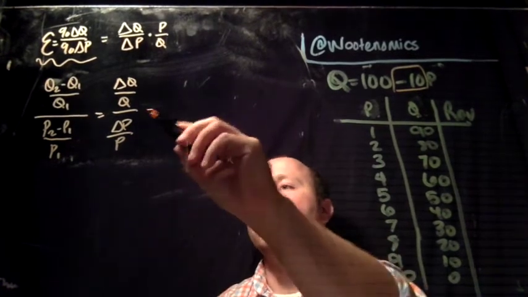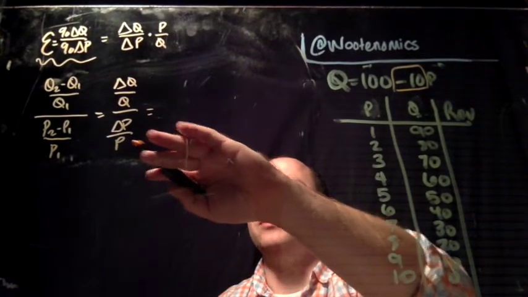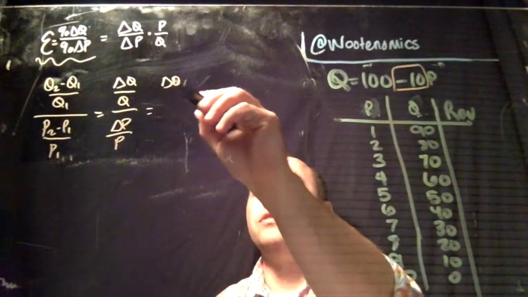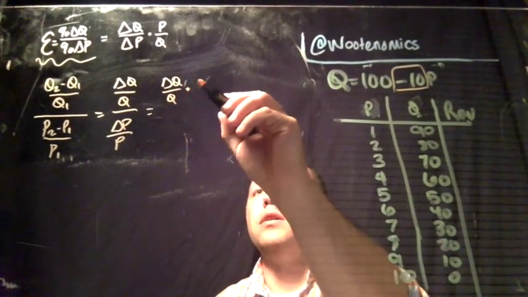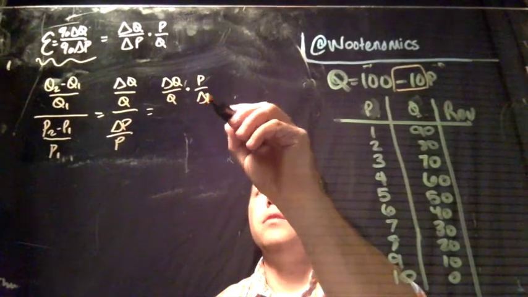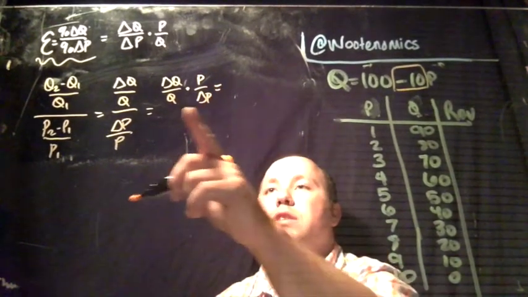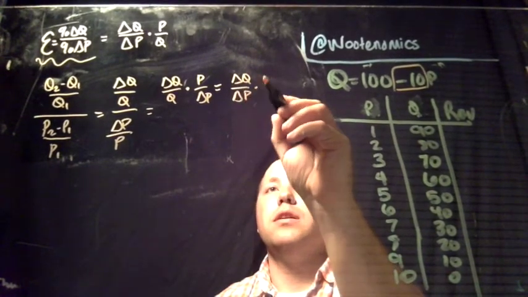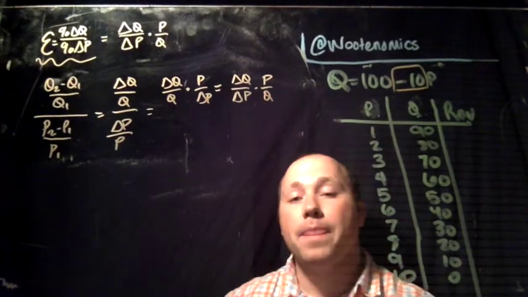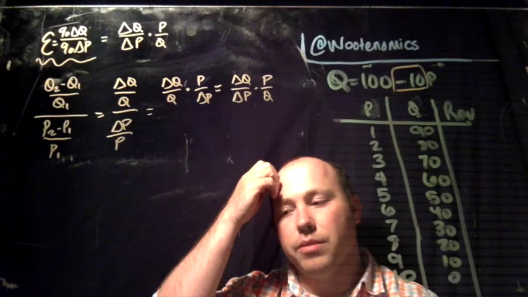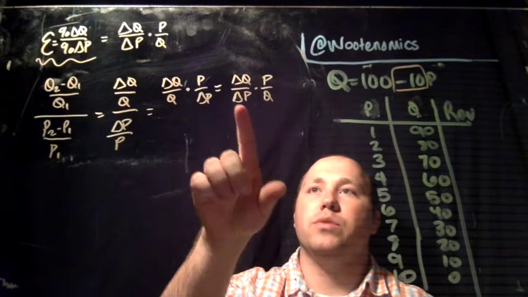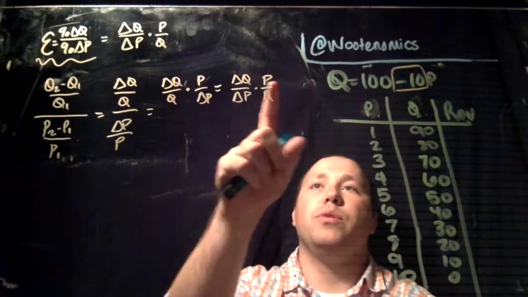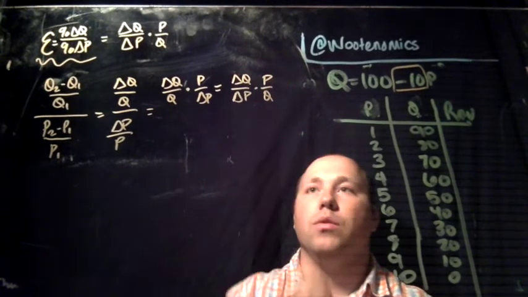We're dividing two fractions here, so I'm going to take that bottom fraction, flip it, and take the inverse. So we have the change in quantity over quantity, times P over the change in P. I can switch these two at the bottom, and that gives us change in quantity over change in price times price over quantity. We use this formula to determine the price point elasticity because we know a relationship between quantity and price, and we have a particular point, a price and quantity, that we're interested in finding the elasticity of.